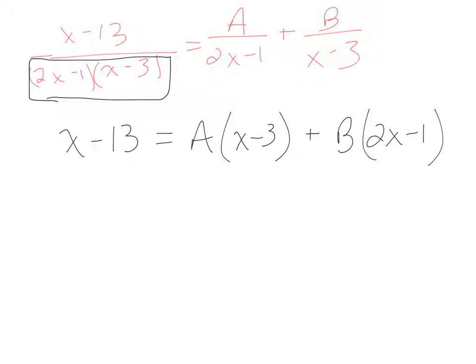And the goal is to solve this for a and b to figure out what these constants are in that numerator. So we do that in two pieces. First we'll solve for a, and then we'll solve for b. The way this method works, there's different ways of showing this. You could set up a system of equations, etc.